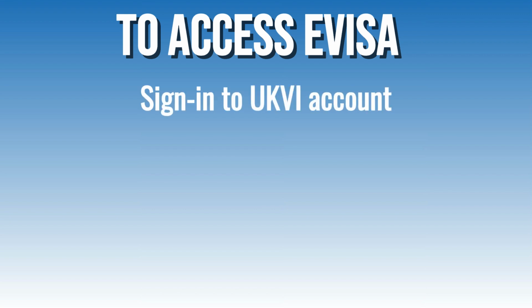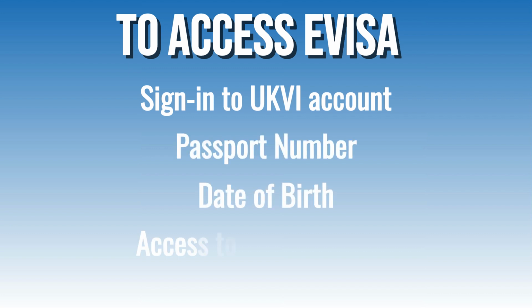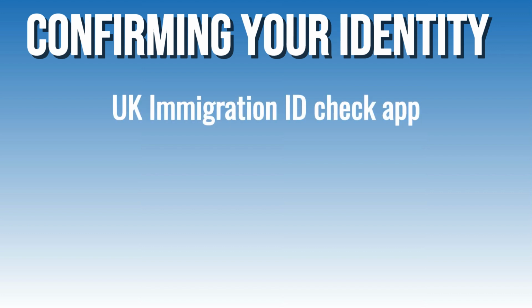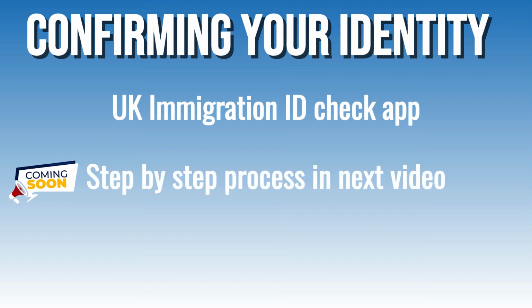If you want to access your eVisa, you need to sign into your UKVI account. To sign in, you will need your identity document number, your date of birth, and access to your phone or email to receive the security code. You will be asked to confirm your identity the first time you log in. This can be done using the UK Immigration ID Check app. The step-by-step process to confirm your identity will be covered in the next video, so stay tuned.